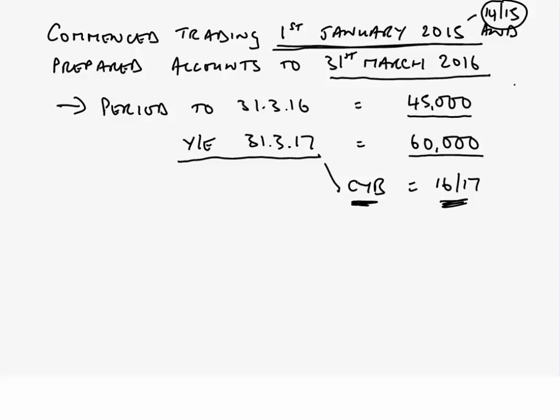So we know then we can use CYB, and we also know what that profit will be. It will be £60,000. We also know that 14-15 up here is our first tax year, and we can now proceed to establish these assessments.